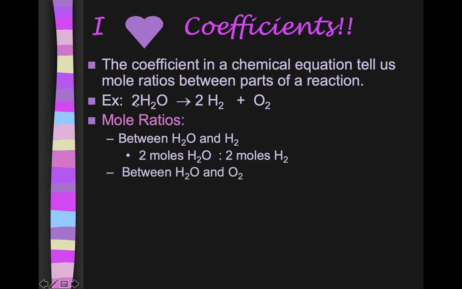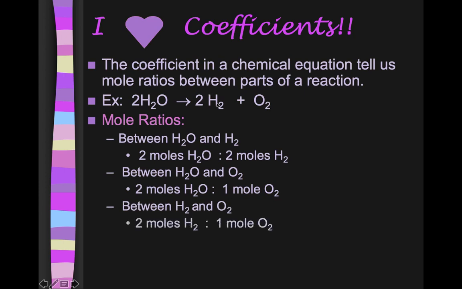Okay, now you do the same thing. Write the mole ratio for water to oxygen. Go ahead and take a moment to do that. What would it be? Same format as this. Yeah, 2 moles of water for every 1 mole of oxygen. Because remember, if there's no number written there, that's really a 1. Okay, do one more between hydrogen and oxygen. All right, you got it? So 2 moles of hydrogen for every 1 mole of oxygen.